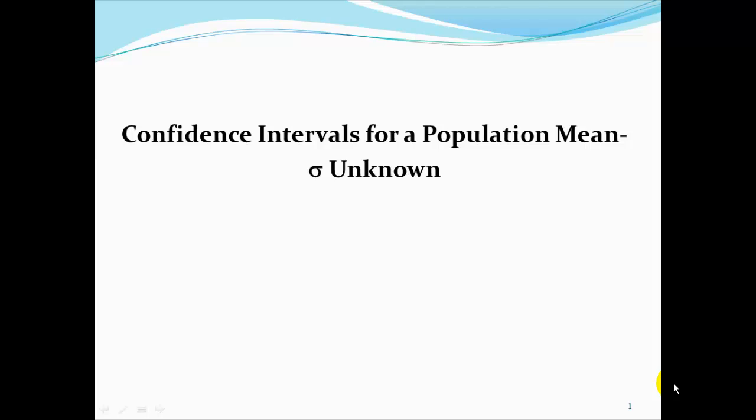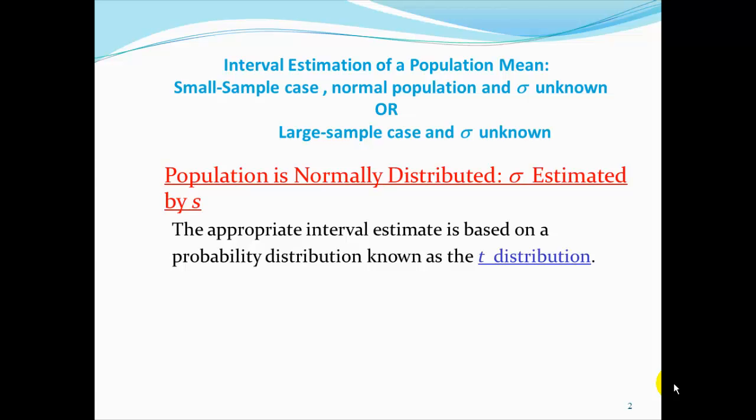Confidence intervals for estimating the population mean, sigma unknown. Whether we have a small sample case with a normal population and sigma unknown, or a large sample case with sigma unknown, we can no longer use the regular z-score formula in order to estimate this problem as a normal distribution and compute our confidence intervals.